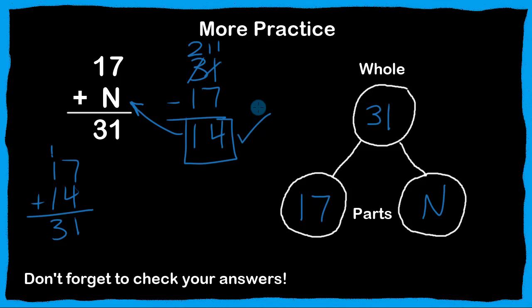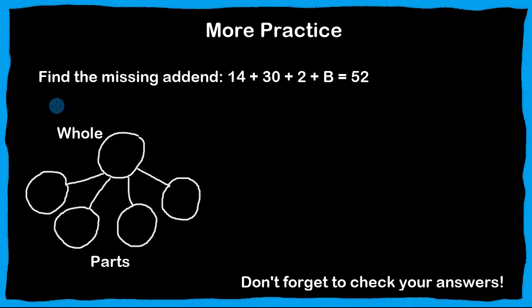Now let's look at one with more than 2 addends. Okay, so in this case you can see we have 4 addends, 14, 30, 2, and b. We're trying to figure out what b is. That's our variable. And those all add up to 52. So I'm just going to write it here again. This helps visualize it sometimes. So 52 is our total, and it breaks out into all these parts, 2 and then b. Now the way you're going to solve this problem is you're going to add up all the addends that you know about, and then you'll do the subtraction.